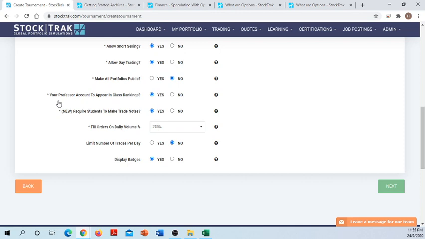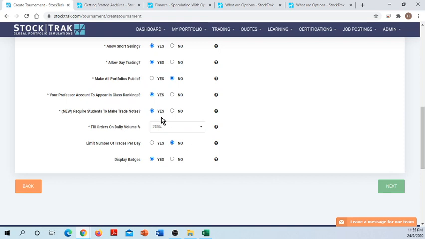Here it's your choice to make your professor account appear in the class ranking, so you will also be given an account where you can trade. So here you can choose to keep your professor account shown in the class ranking or not.